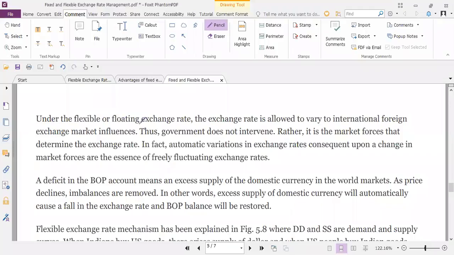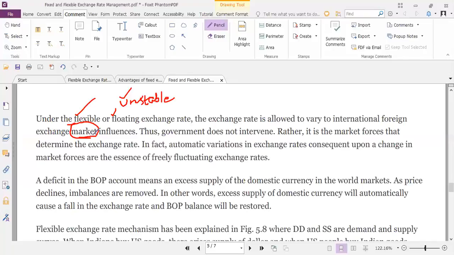Okay, and a flexible or floating exchange rate, or also unstable exchange rate. So it is flexible or floating or unstable exchange rate. The exchange rate is allowed to vary to international foreign exchange market influences. So as I've said, under flexible, it is the market which decides the exchange rate, and it varies according to the market, right?